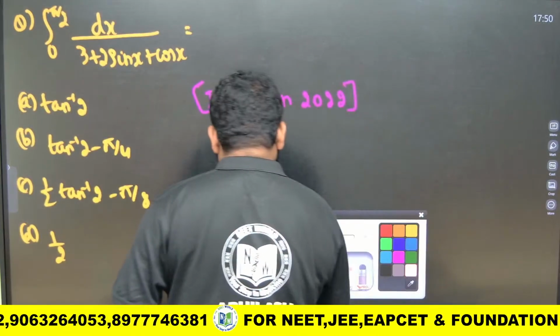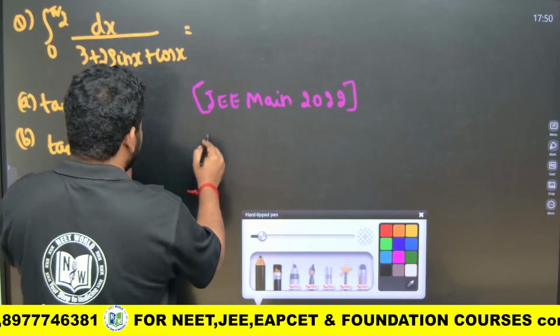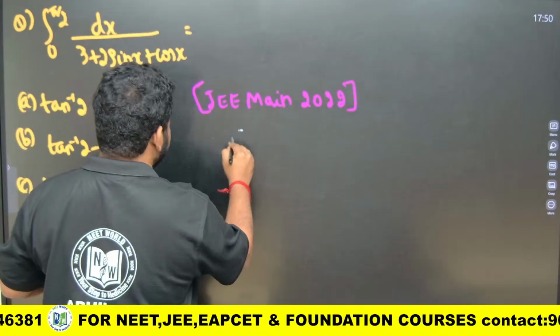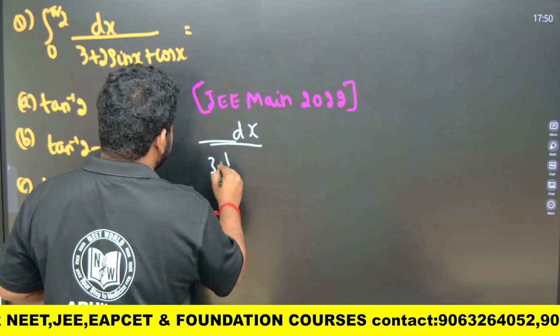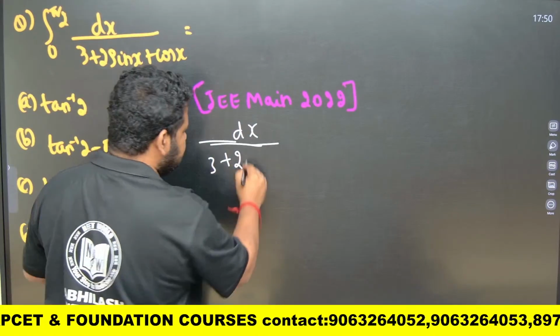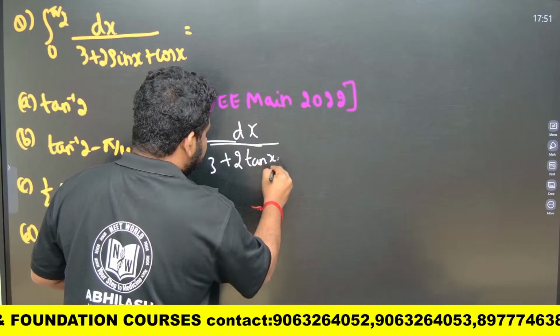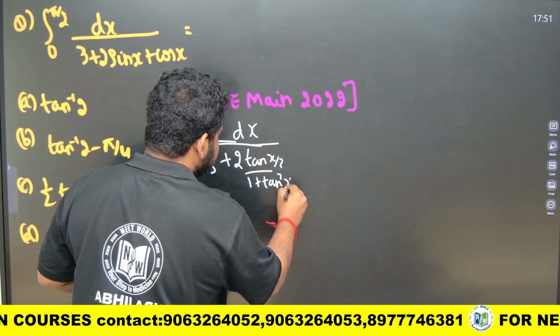Okay, so that is what we will use here. So this question will become what? First let me take only the integrand, whatever is inside. So this will become dx by, if I put 3 plus 2 sin x, sin x can be written as what? In terms of the half angle formula, 2 tan x by 2 by 1 plus tan square x by 2.